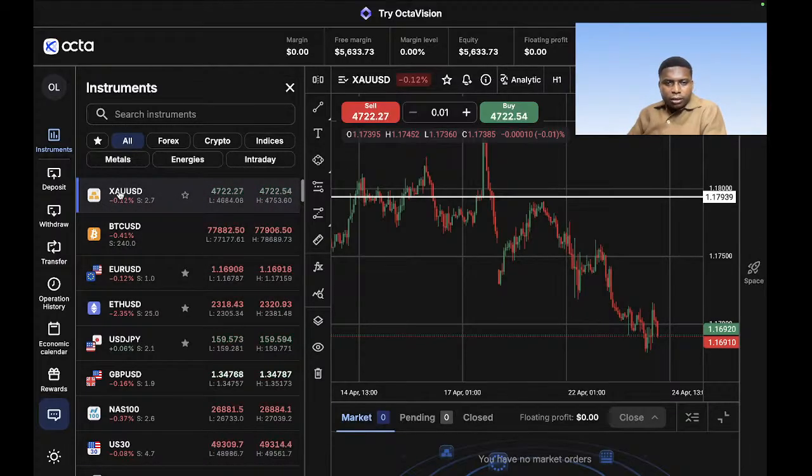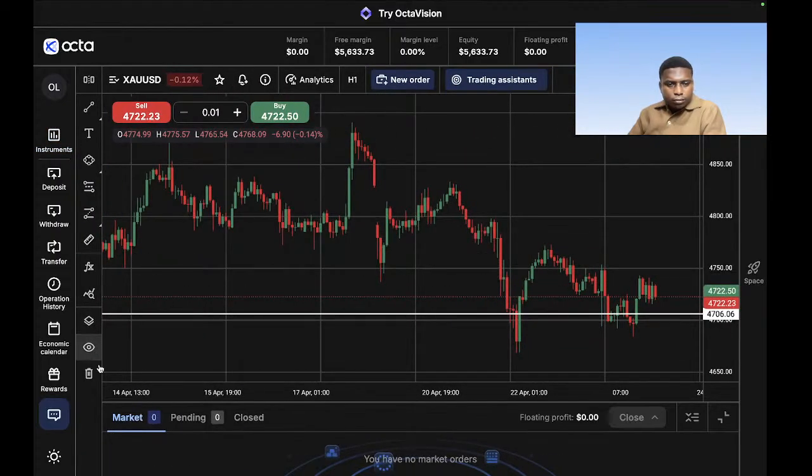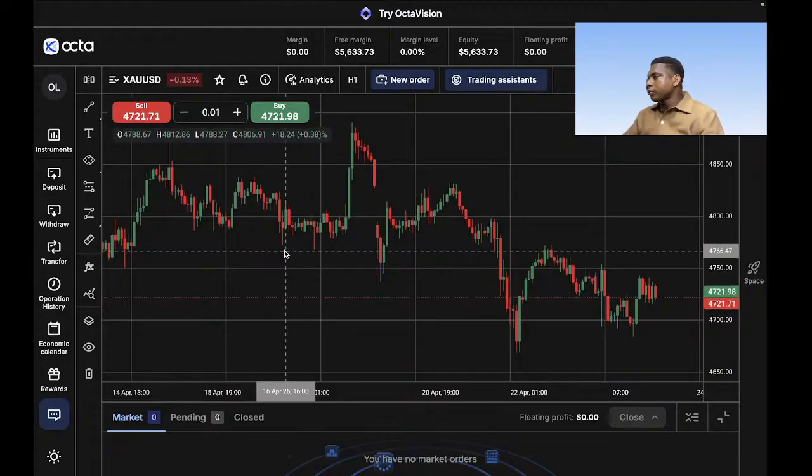So let's start with the gold market. Ryder said, can you first check gold? Okay, so I'm going to look at gold.